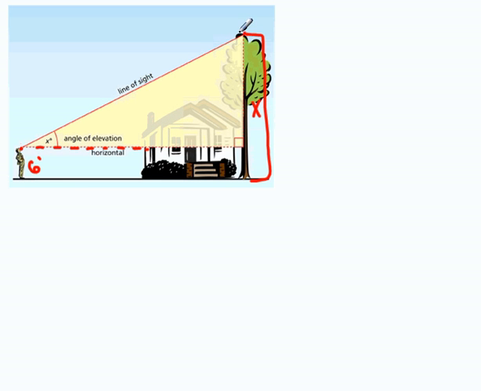So an observer whose eyes are 6 feet off the ground looks up to the top of a tree with an angle of, let's say, 33 degrees, and the observer knows that they are standing 100 feet away from the base of the tree. We want to know how tall the tree is. We're not solving for x right now. x is the entire height of the tree. We would have to solve for y to find the height, or the opposite side of this right triangle.